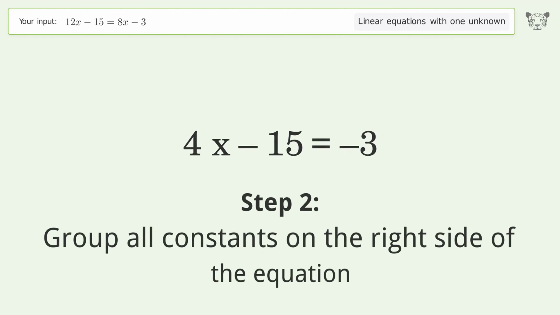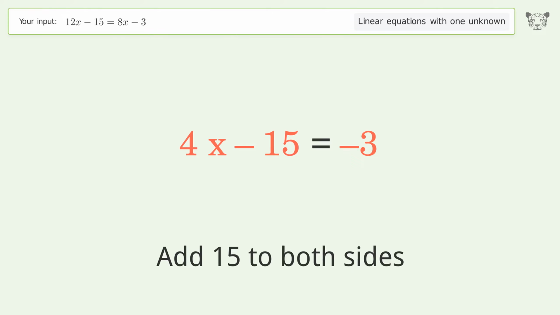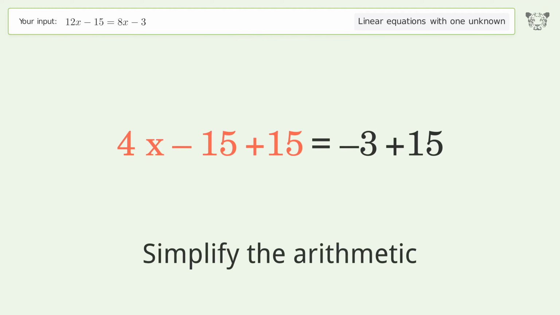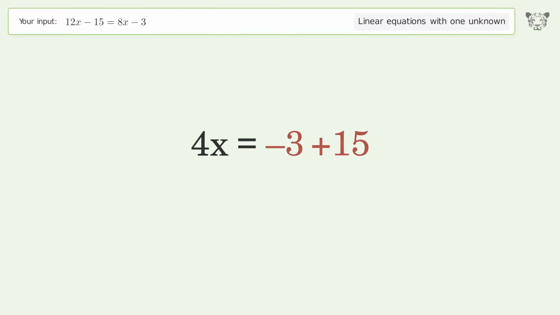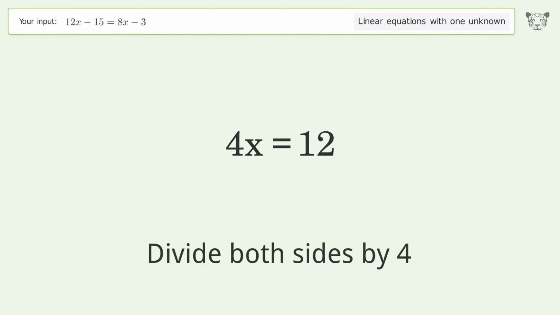Group all constants on the right side of the equation. Add 15 to both sides. Simplify the arithmetic. Isolate the x. Divide both sides by 4.